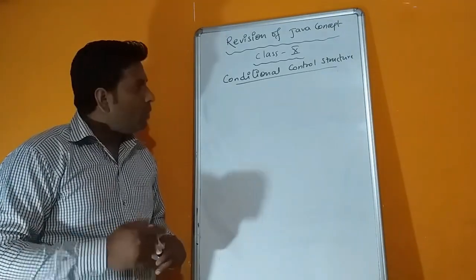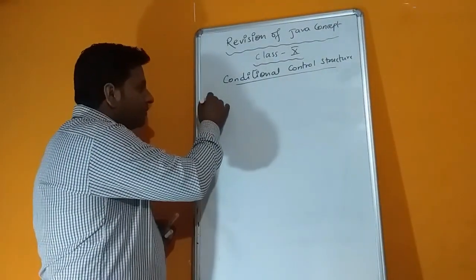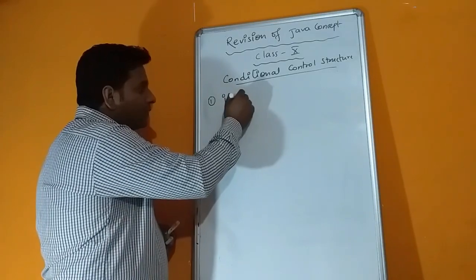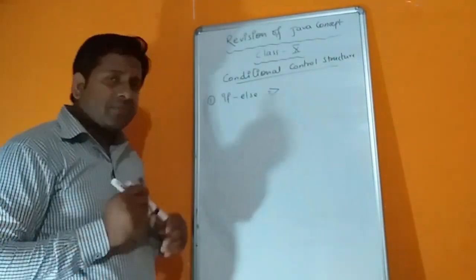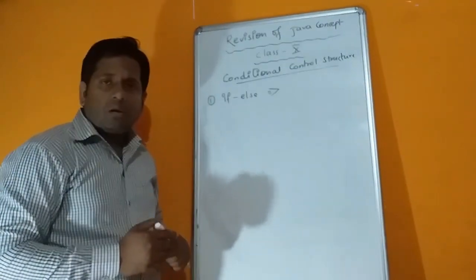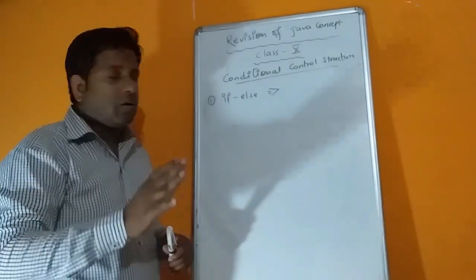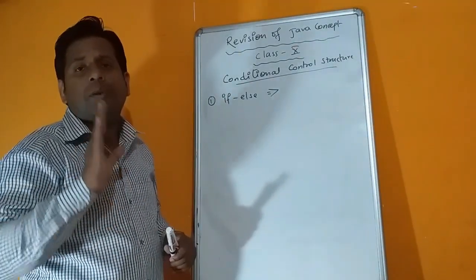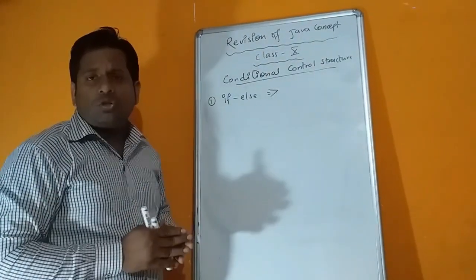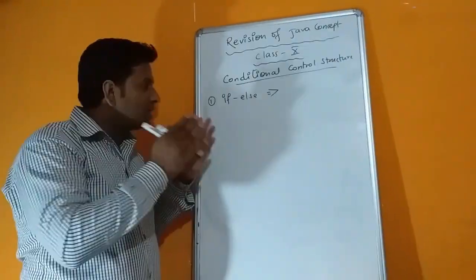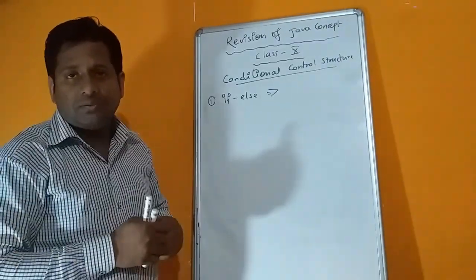See here, what are the topics we need to cover in conditional control structure? Number 1, if else. If else is a part of decision making where the statement may be either true or false. The probability of getting true as well as false is 50%. When you get a program, first of all you have to read the question properly. You have to understand what sort of conditional control structure you are going to implement.